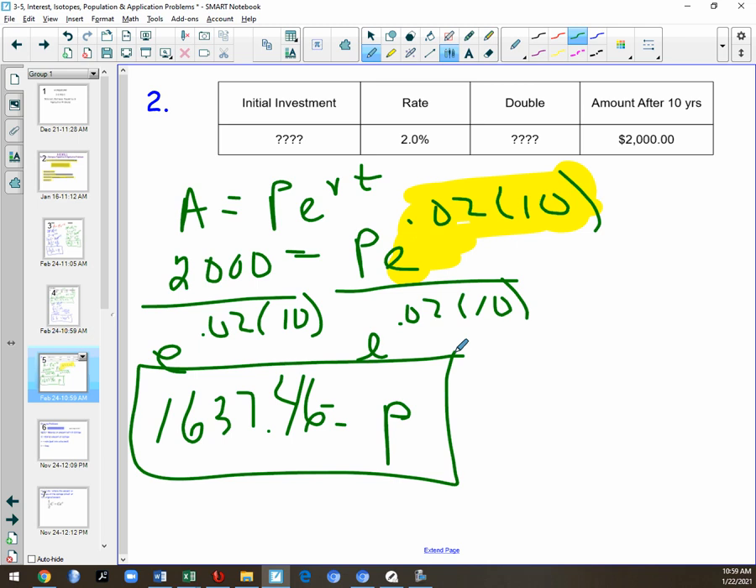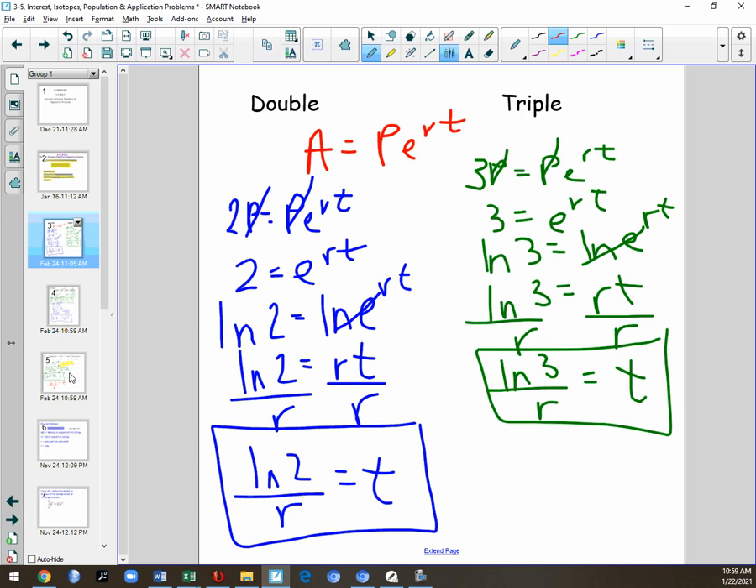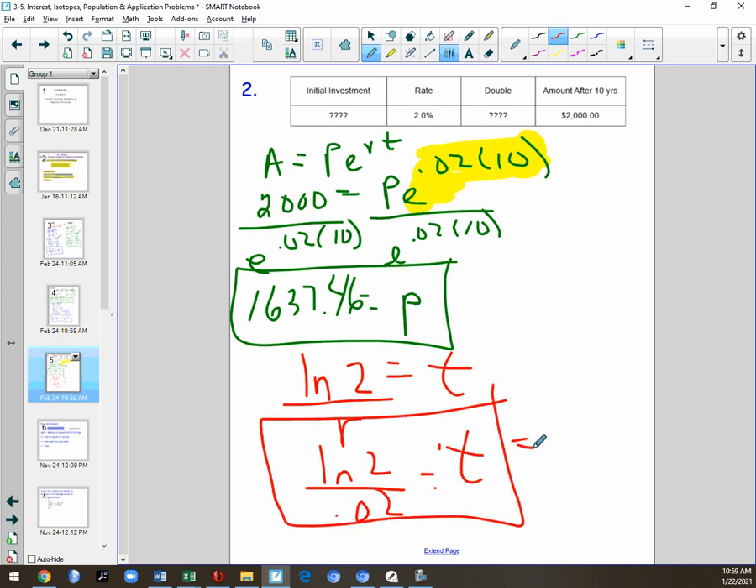Now I want to know how long it's going to take my principal to double. So with that being said, the natural log of 2 divided by my rate is equal to my time. Can you skip all that work that we've done before? Absolutely, because I gave you the formula here and you should be able to apply it. So I'm going to take the natural log of 2 and divide it by my rate, which is 0.02, and that's going to be the time it takes to double your money.